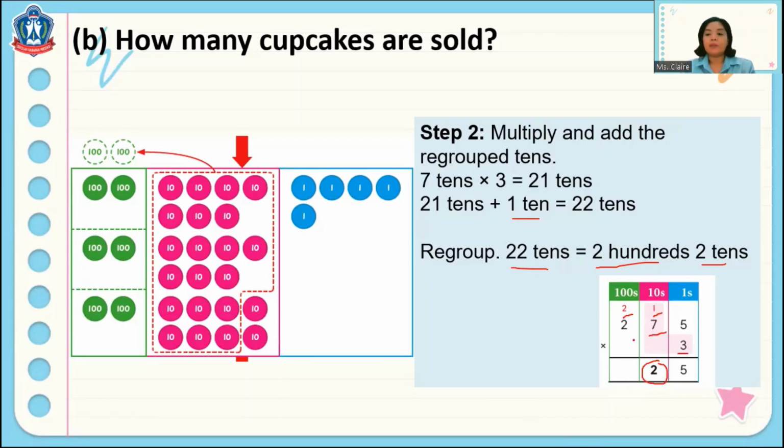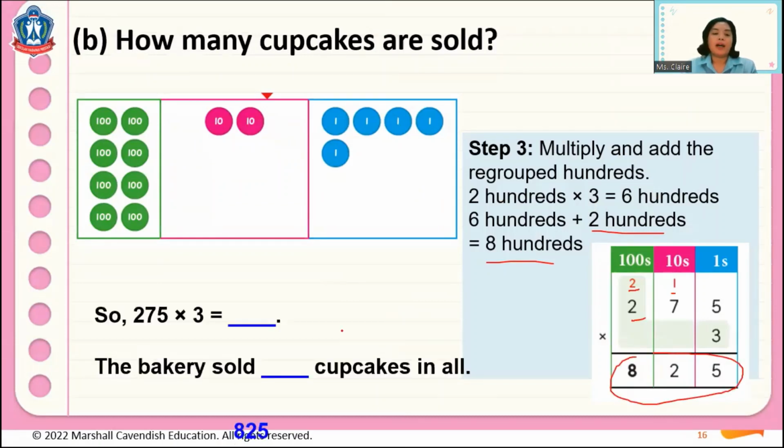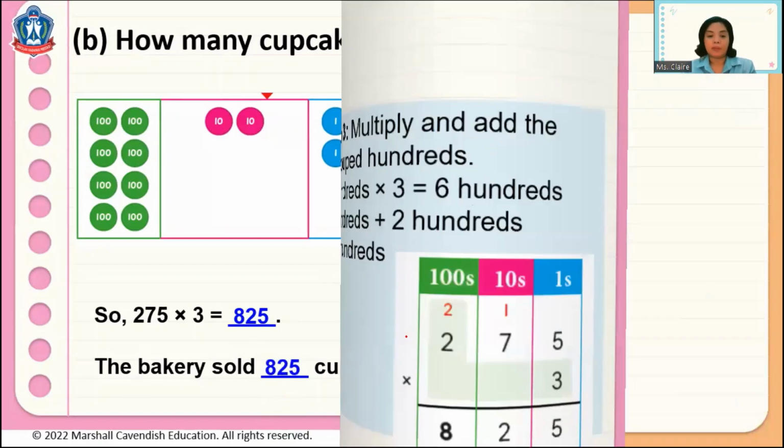And the next step is we multiply the hundreds and these 3. So multiply and add. Always remember, children, that we will add the numbers on the top. So 200s multiplied by 3 is 600s, and we have another 200s on the top, right? Because we regrouped earlier. So how many hundreds altogether? We have 800s. Therefore, our final answer is 825. So the bakery sold 825 cupcakes in all. So that's how to multiply, children, numbers by a one-digit number.